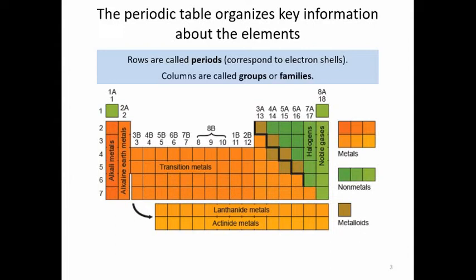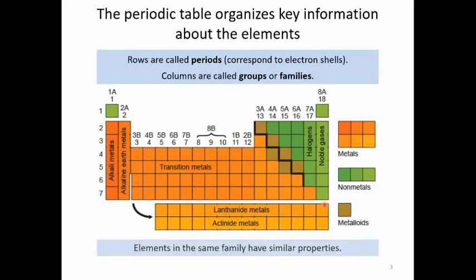Elements that are metals are found on the left side and middle of the periodic table, in this region. Metalloids are somewhere between metals and nonmetals, and the nonmetals inhabit the right side of the periodic table. Metalloids are found along this staircase line, and that represents the boundary between metals and nonmetals. Again, elements that are in the same family or group, column, are going to have very similar properties.